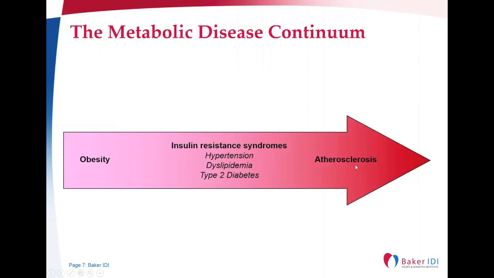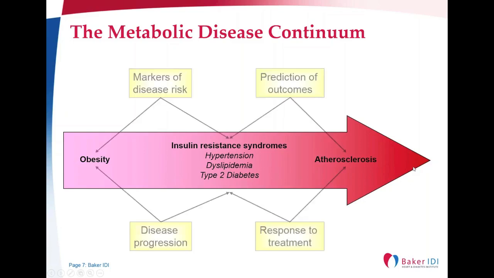Okay, so we're interested in this disease continuum that begins with obesity, progresses through to insulin resistance syndrome, including hypertension and general dyslipidemia, as well as type 2 diabetes. And of course, these are all risk factors for atherosclerosis and cardiovascular disease. And so there are a number of questions that we want to ask around these different stages of metabolic disease.